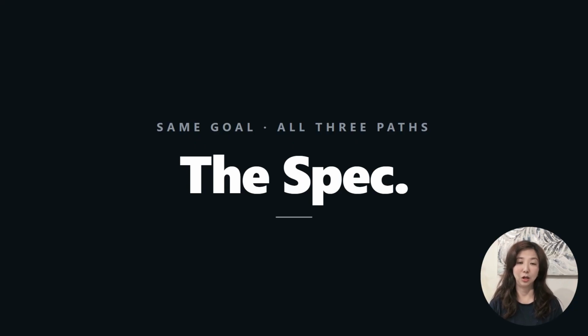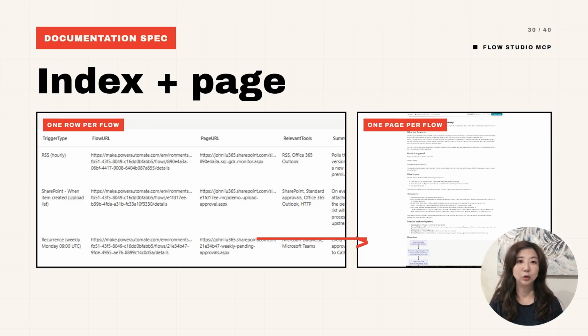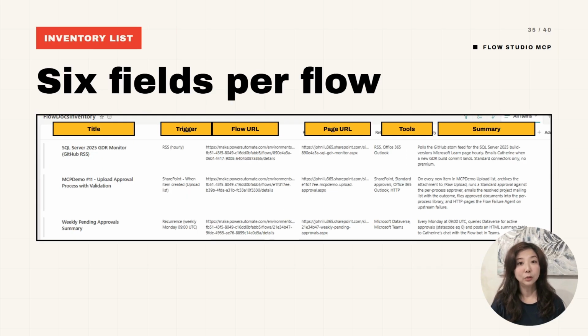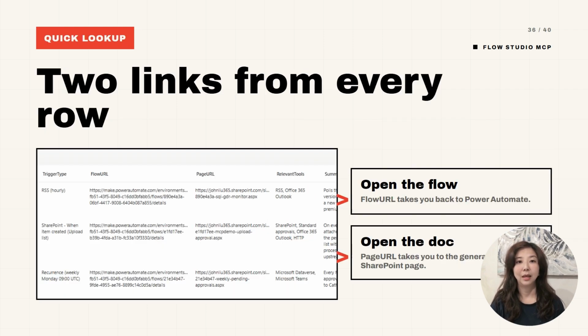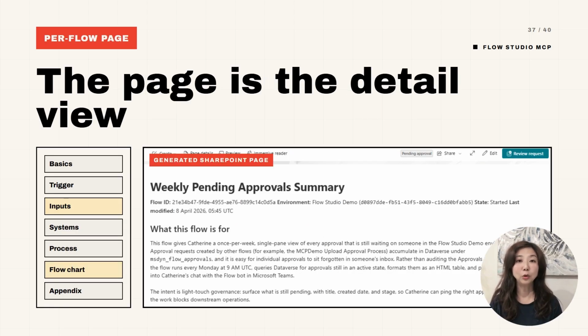So I use the same documentation spec across all 3 solutions. There are 2 pieces, one inventory SharePoint list and one SharePoint page per flow. The inventory list is 1 row per flow with 6 essential fields. It works like a quick lookup library, so I can jump either to the flow itself or to the documentation page. The per flow doc is the drill down, with 7 sections that covers the details.